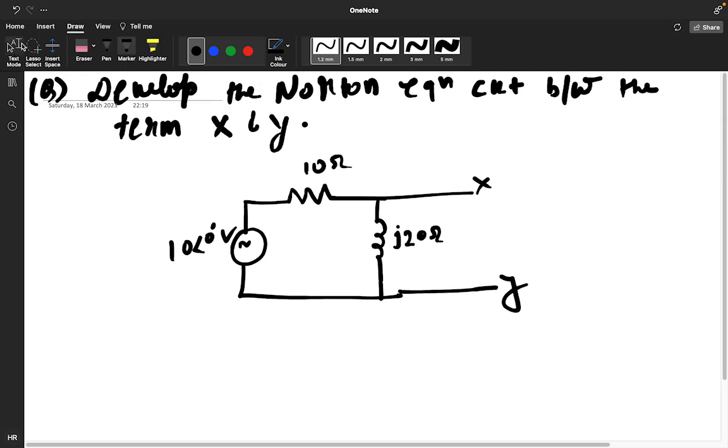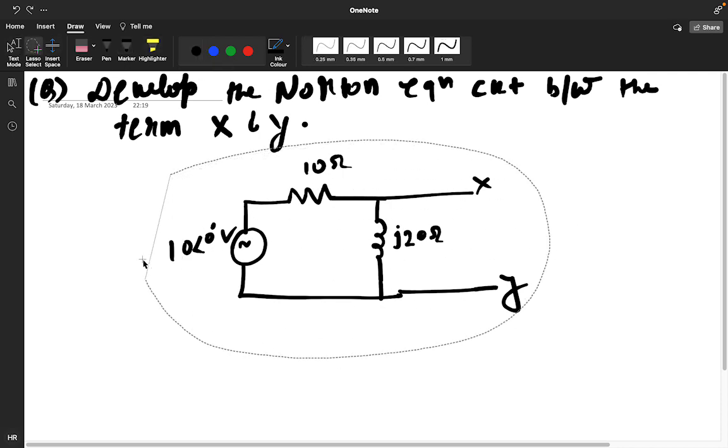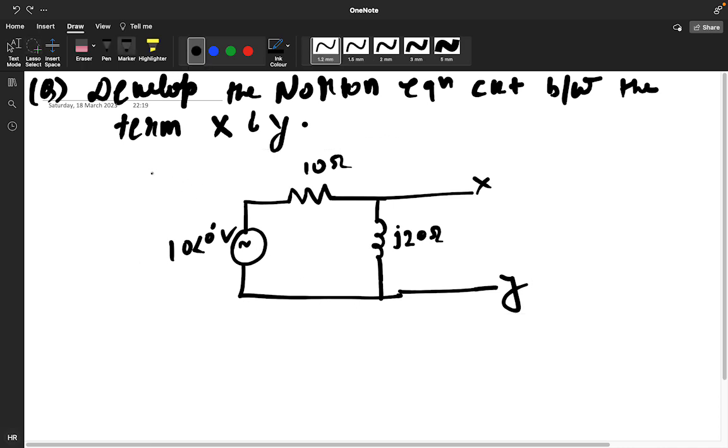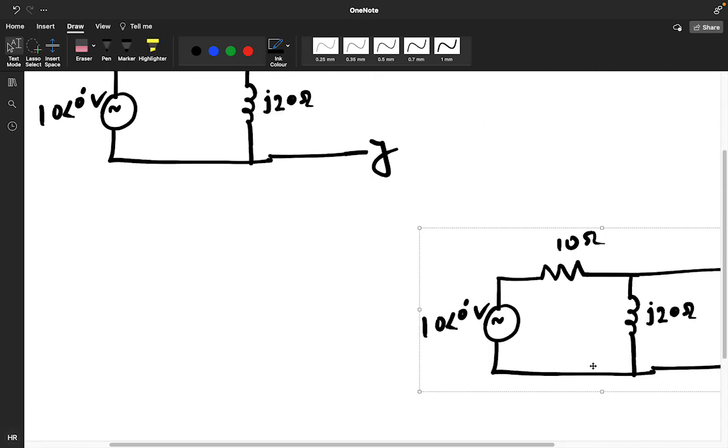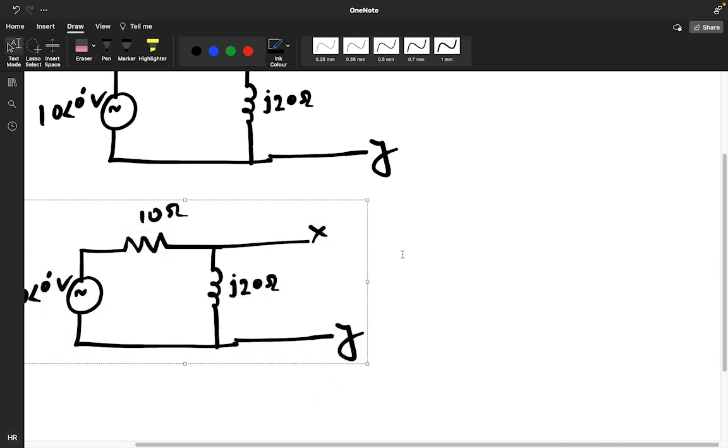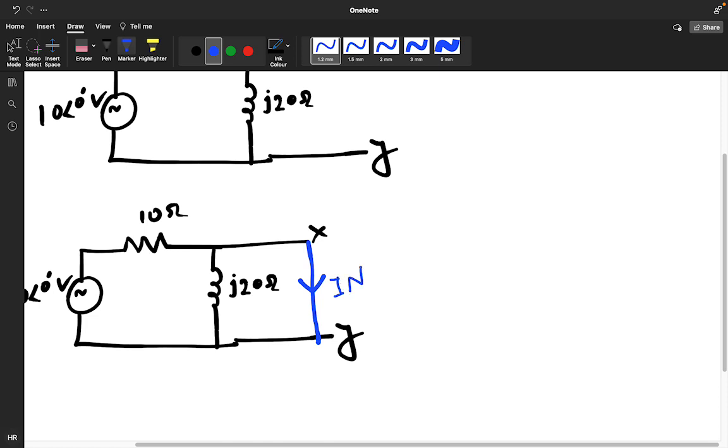So how will you solve it? Same way. Short the x and y. So if you short the x and y, this will be your IN current, right? This will be your IN current. So you need to find the IN current. So how will you find the IN current?